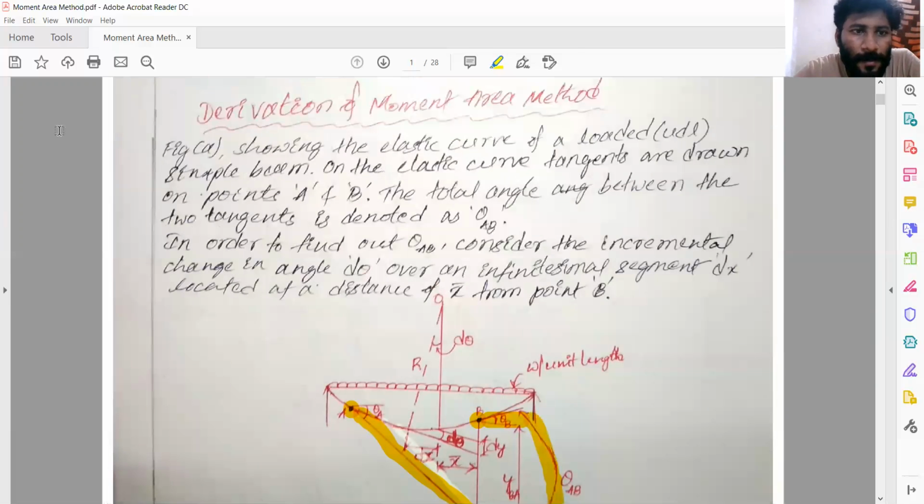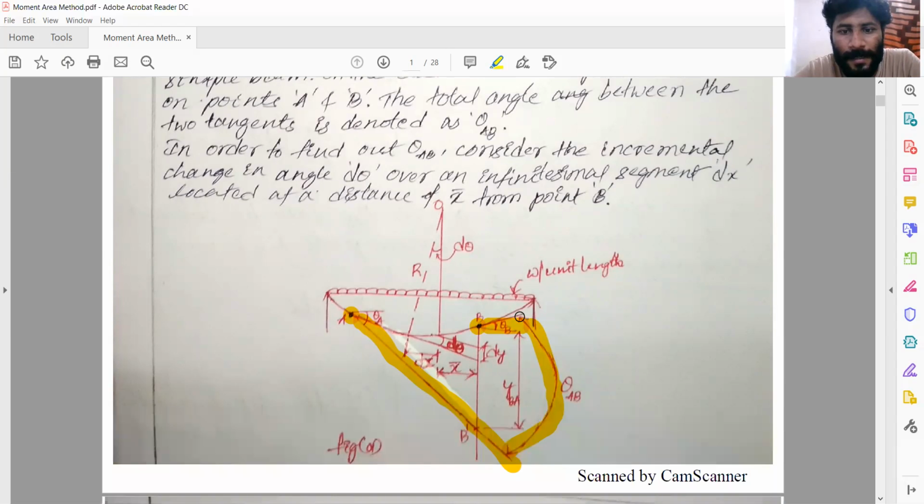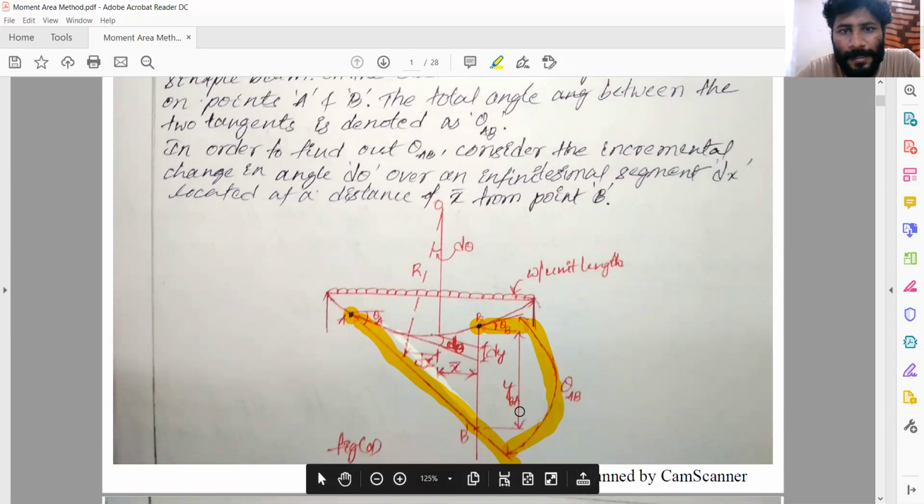Let us see the statements here. Figure A shows the elastic curve of a simple beam loaded with a UDL. On the elastic curve, tangents are drawn at points A and B. The total angle between the 2 tangents is denoted as theta AB. That's what I said, the total angle between the 2 tangents is called theta AB.